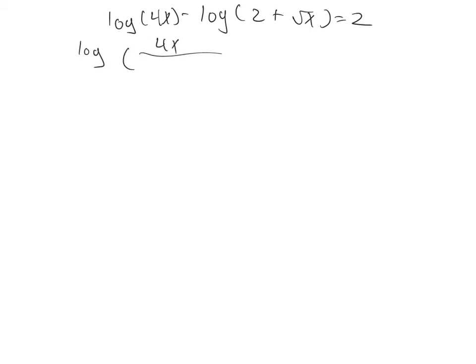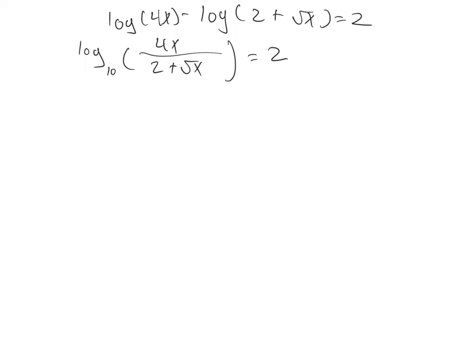So let's say we have the log of 4x minus the log of 2 plus the square root of x equals 2. What we know is we can condense this. So this means the same as the log of 4x divided by 2 plus the square root of x must then equal 2. And what else can we say? Well, we already know that there's no base written down, so we can technically say this is base 10.